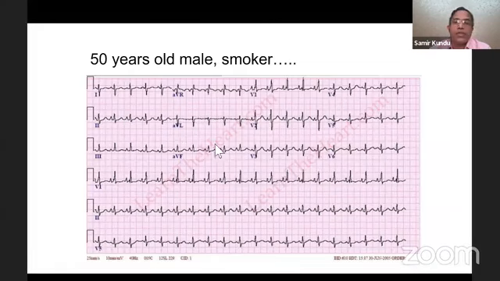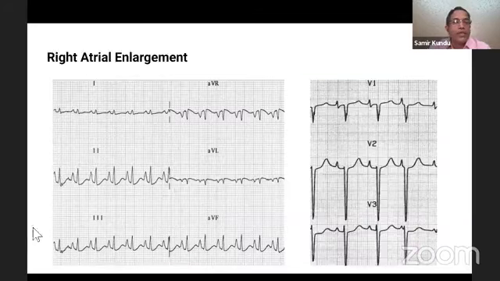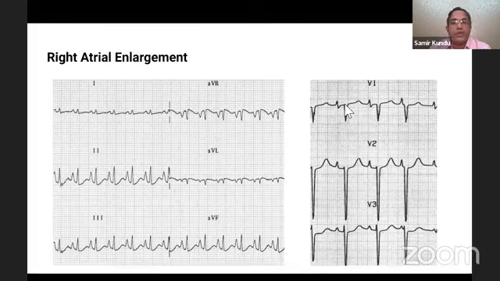This is a patient of COPD with P pulmonale: tall peaked P wave, right ventricular hypertrophy, and right axis deviation. This is the tall peaked P wave in lead 2 and lead V1. This is right atrial enlargement.